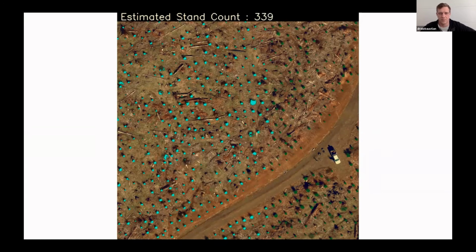And so that's just something that we can do with this data, or anybody can do with this data, is train an algorithm like this to classify out each one of the plants and then count the plants.